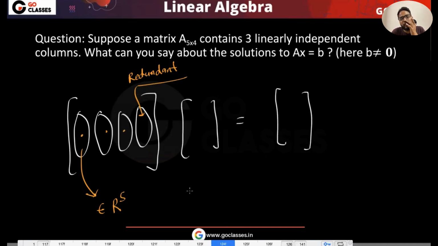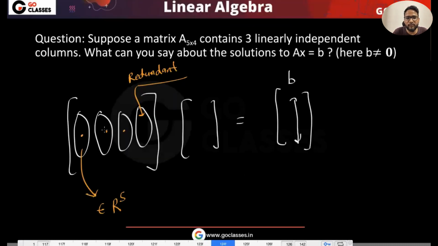See, they are saying you have the R5 space, and in that you just have 3 linearly independent columns. Then do you have a solution to Ax equal to B? Just think about it. Okay, yes, Vani is correct. Yuvraj is also correct. Pavan is also correct. So, see, it depends.